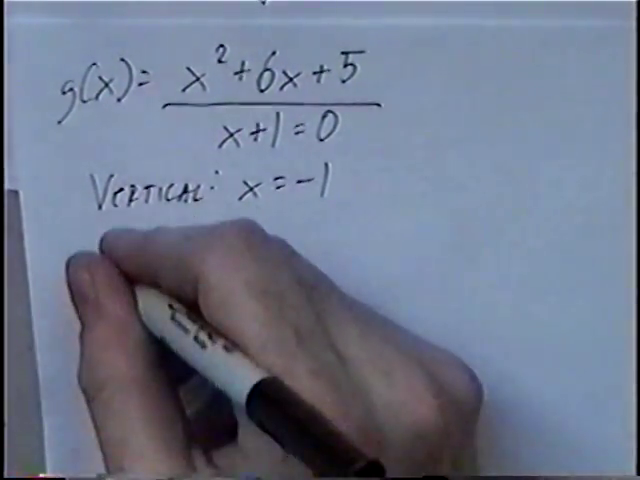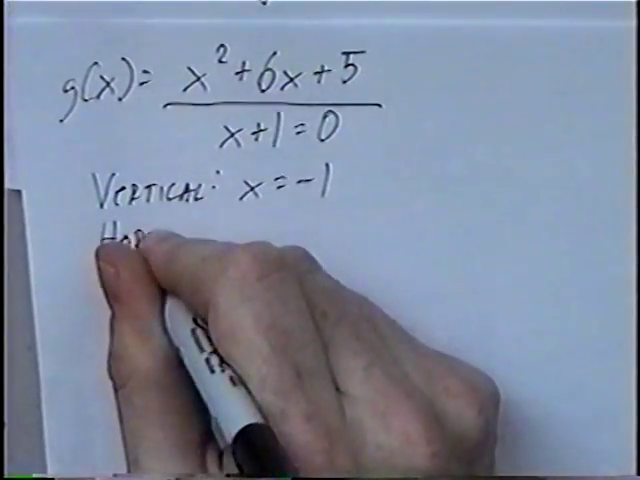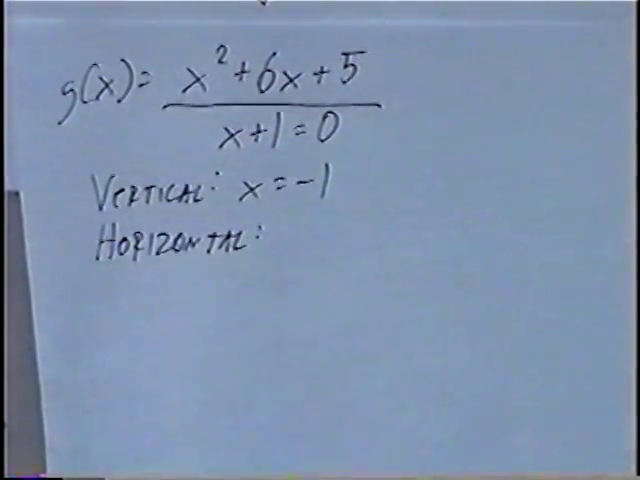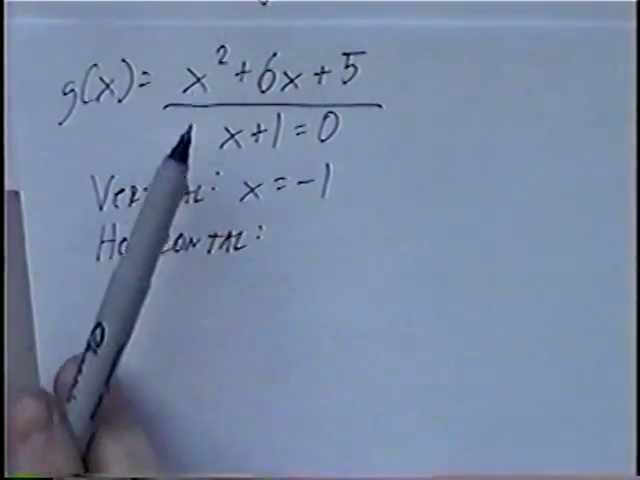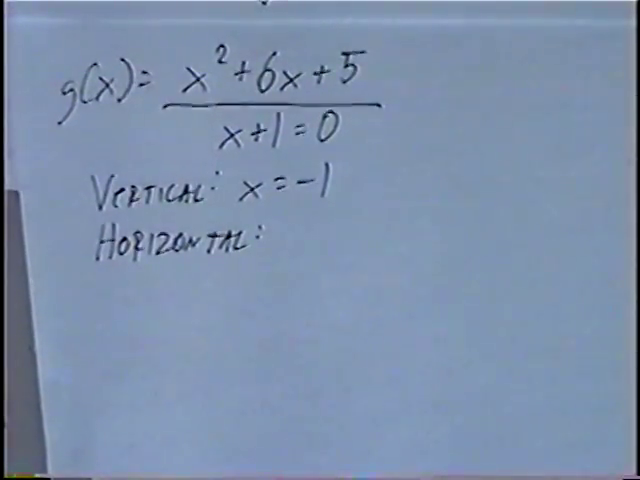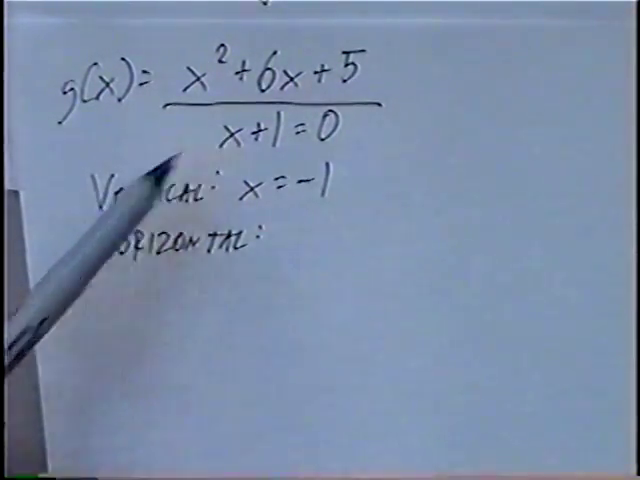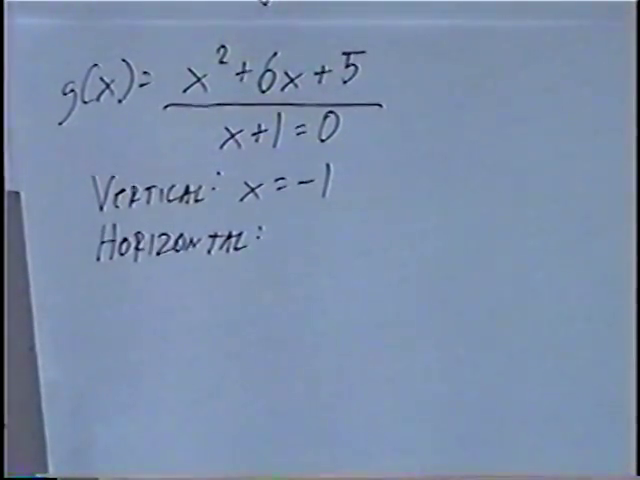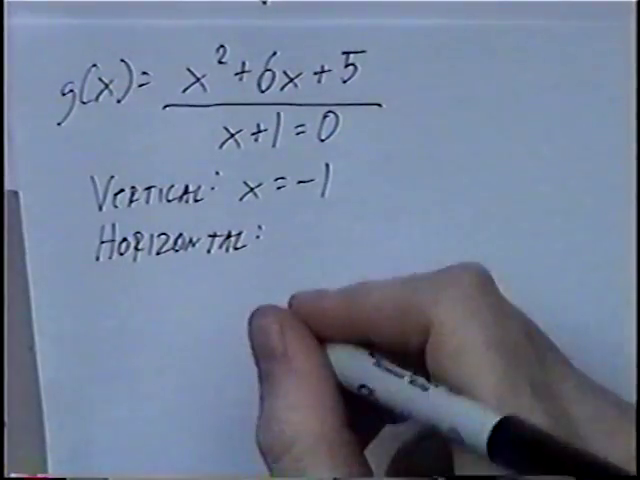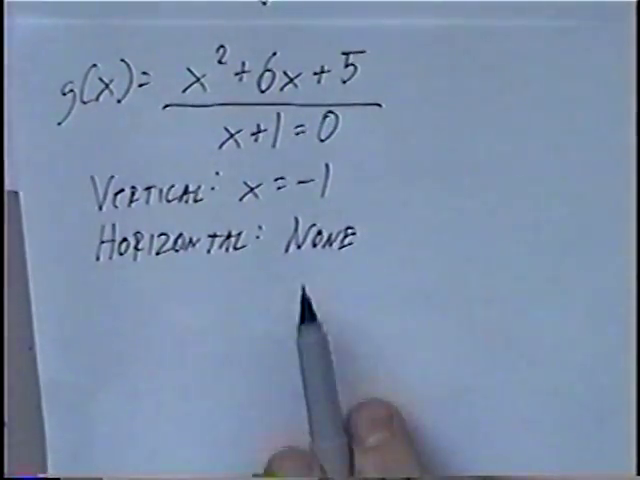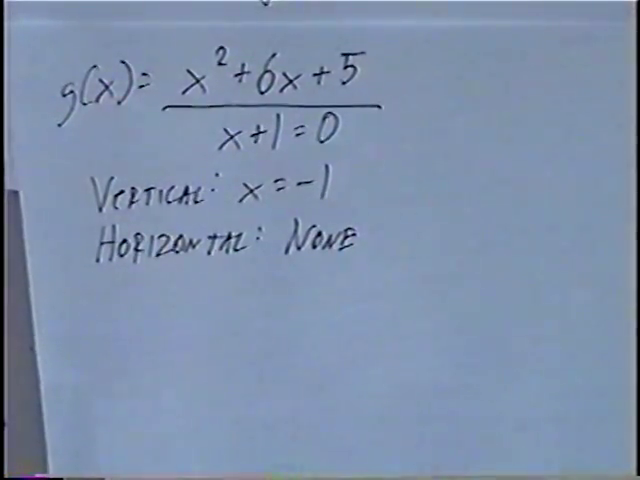For the horizontal asymptotes, again, look at the degree or highest exponent for the numerator and denominator. This time the numerator has a higher degree or higher exponent than the denominator. Anytime the numerator is higher, horizontal will be none. So there is no horizontal asymptote.